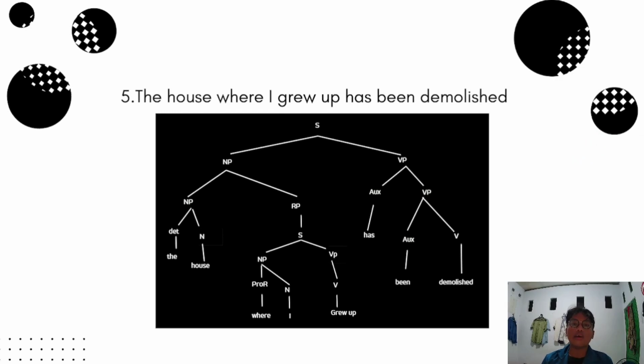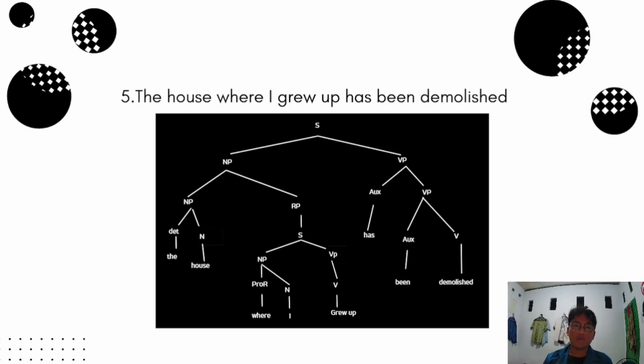The house where I grew up has been demolished. Sentence: noun phrase and verb phrase. There are two lines in each phrase, like noun phrase. There are two more lines: the determiner "the" and the noun house. In the other line, the second line, is the relative clause. There is a sentence, noun phrase and verb phrase.